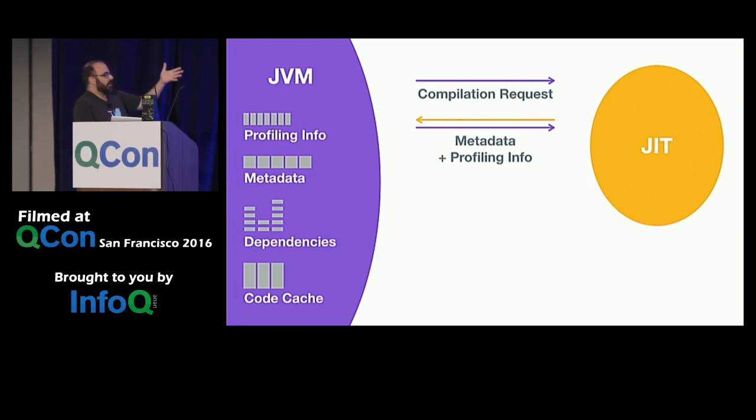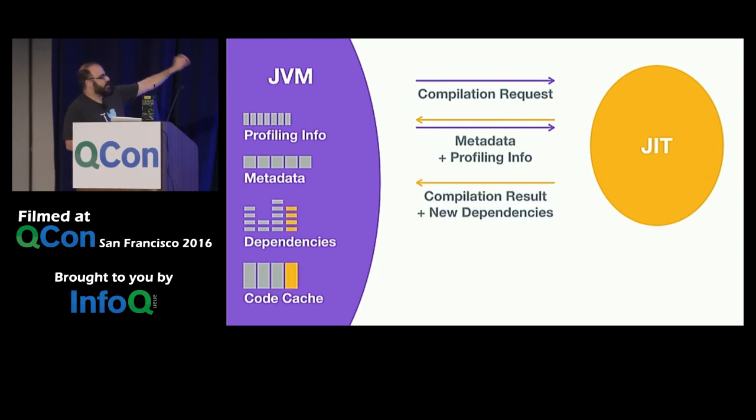Finally, when the JIT finishes the compilation, it puts the generated code in the code cache, right? You see the new items that appeared there. And then also remember that it has to add the set of dependencies that the code depends on. It's basically the assumptions that the JIT made while it was compiling that method, just in case they're going to be invalidated later.